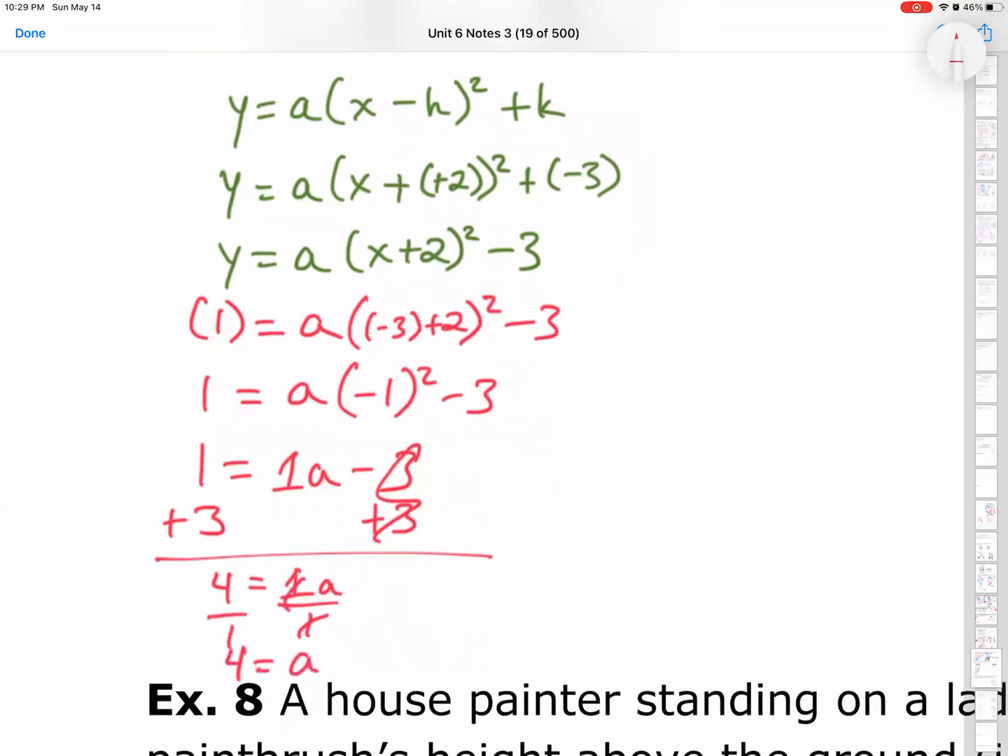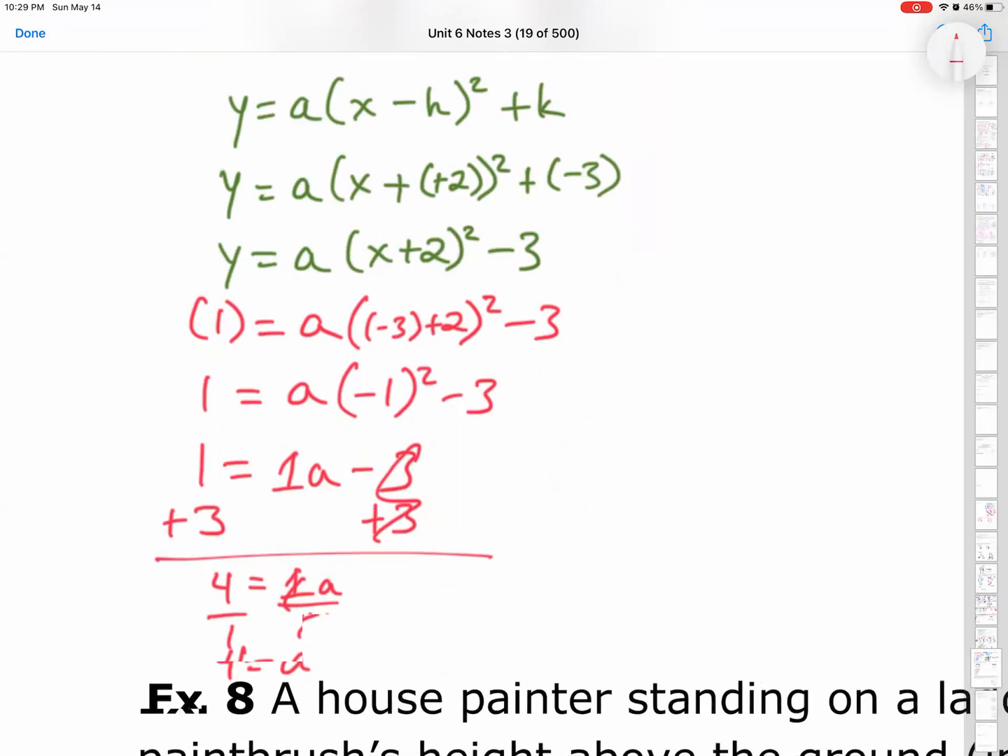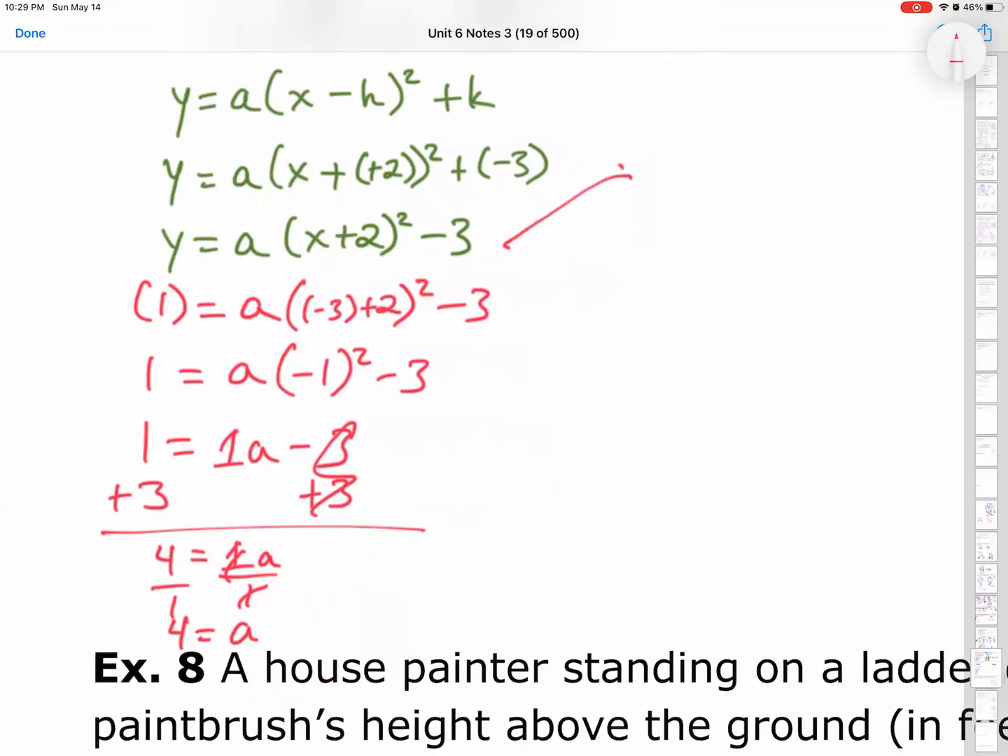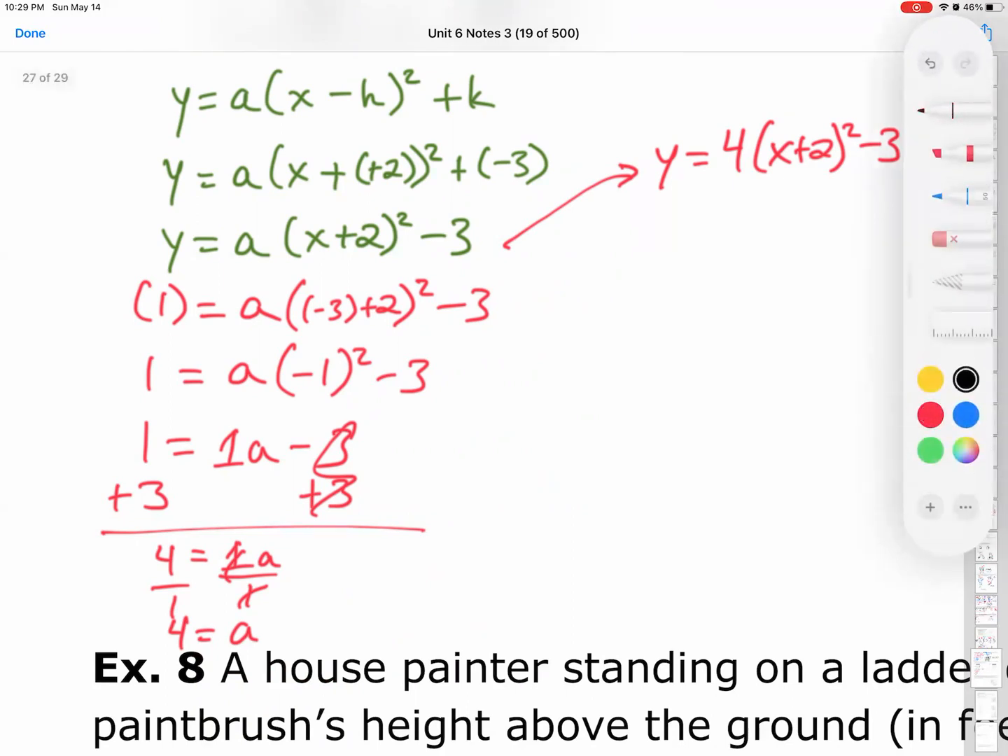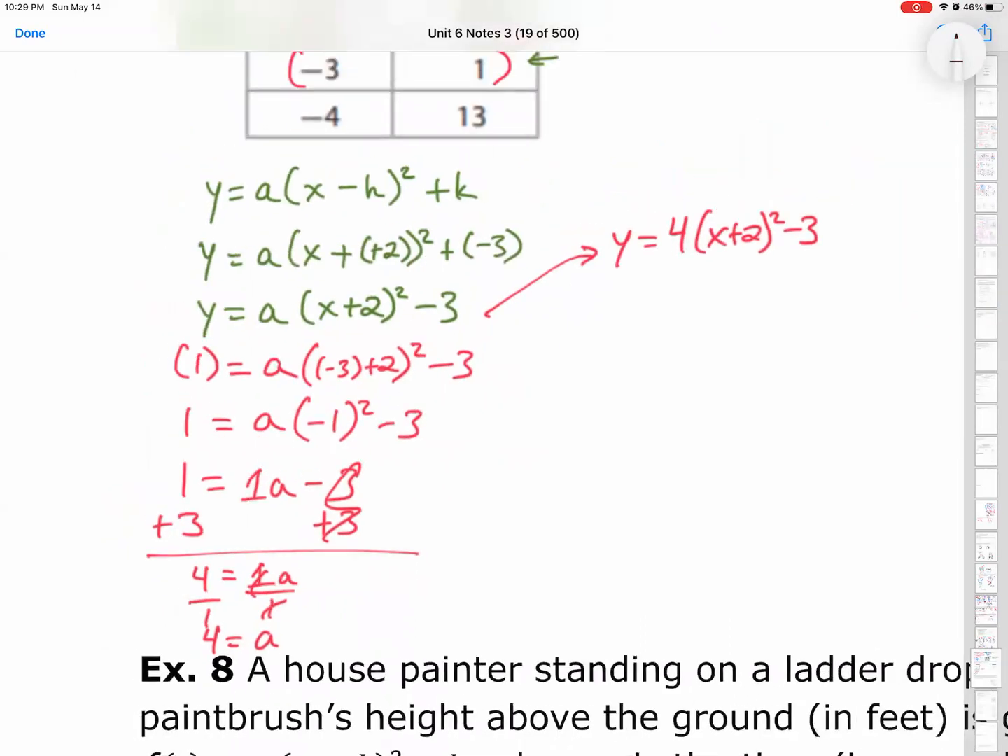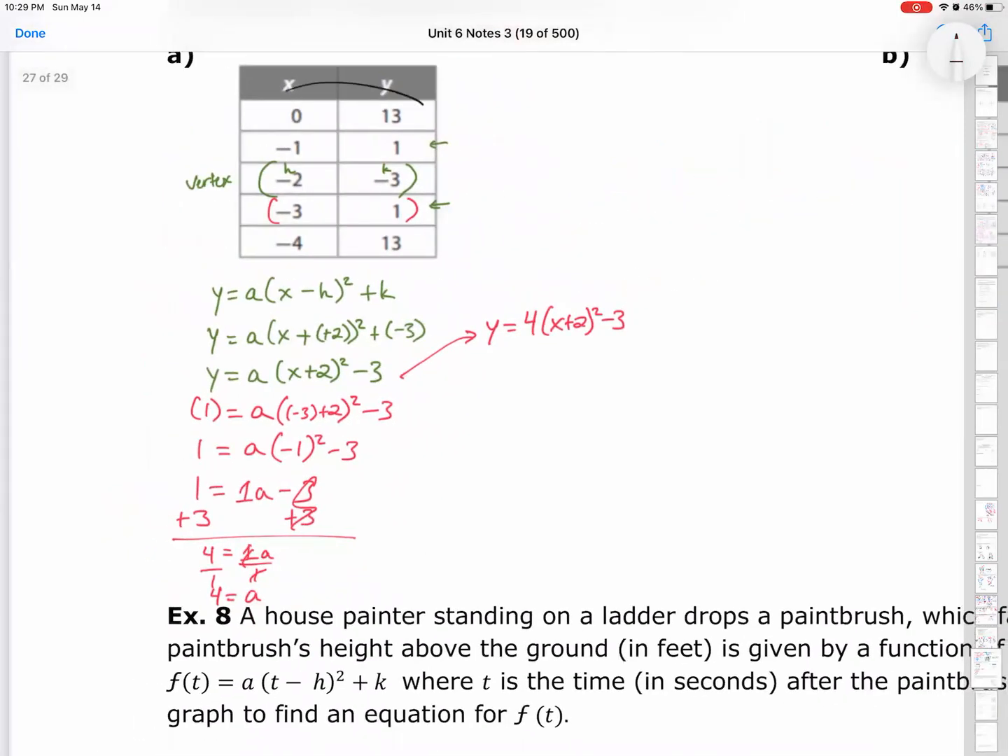But now we can put this in vertex form. And so you would end up with y equals 4 times x plus 2, quantity squared -3. And then you could expand that out and go like how we've been doing. Kind of a faster way though, because we're given some key values here, is notice this one's a huge one.